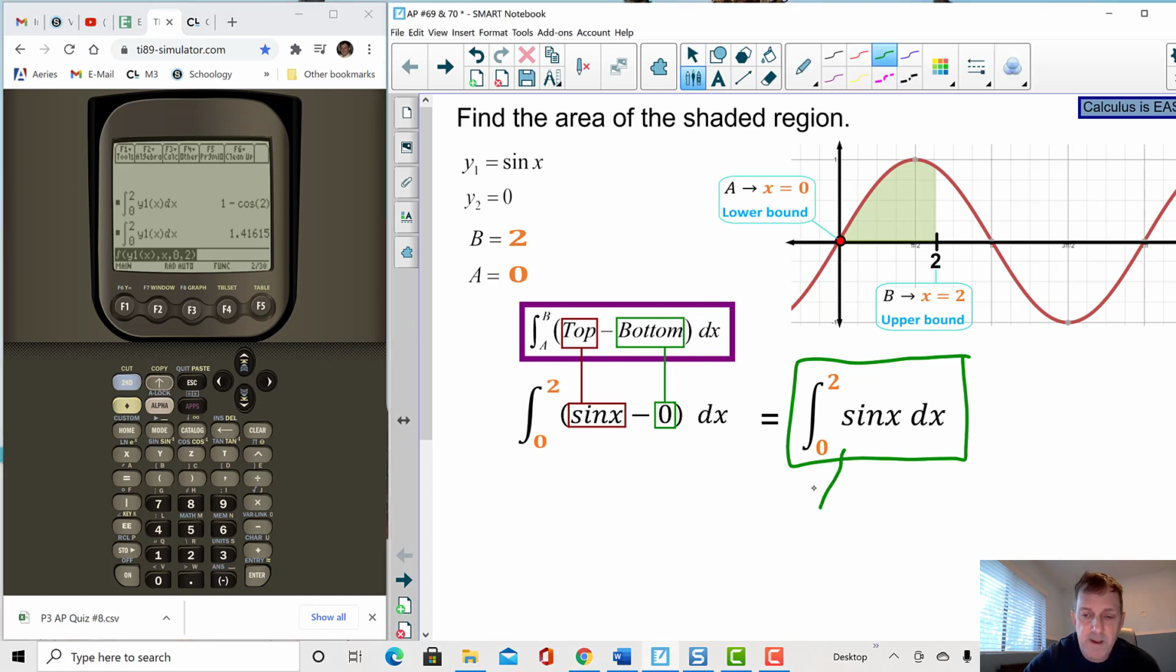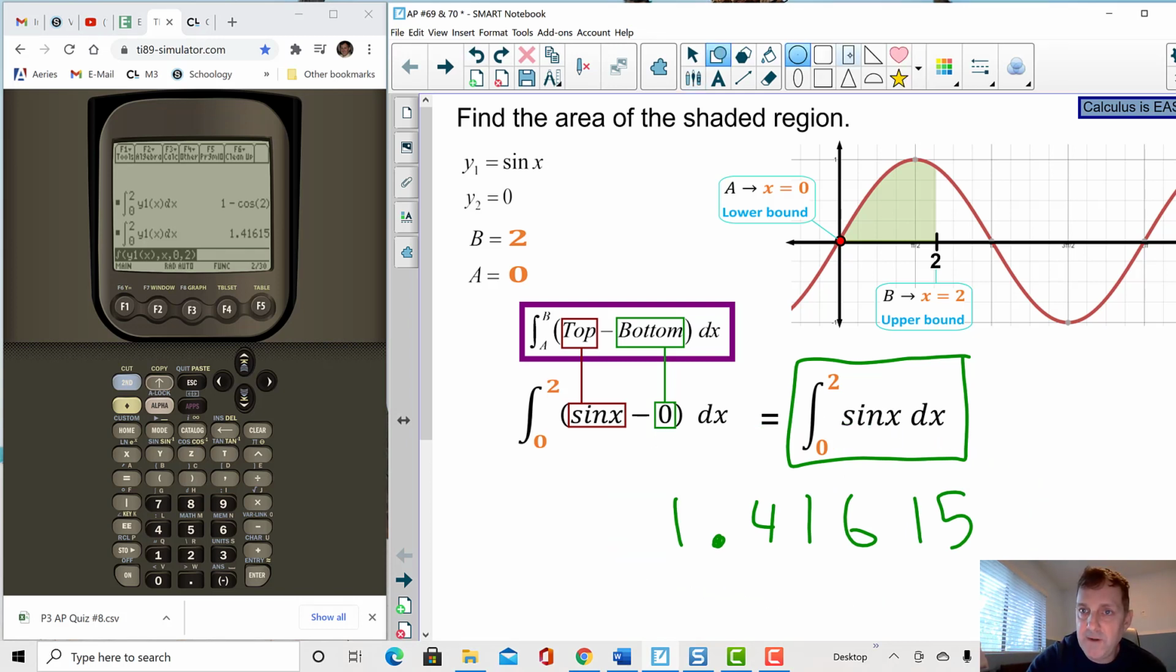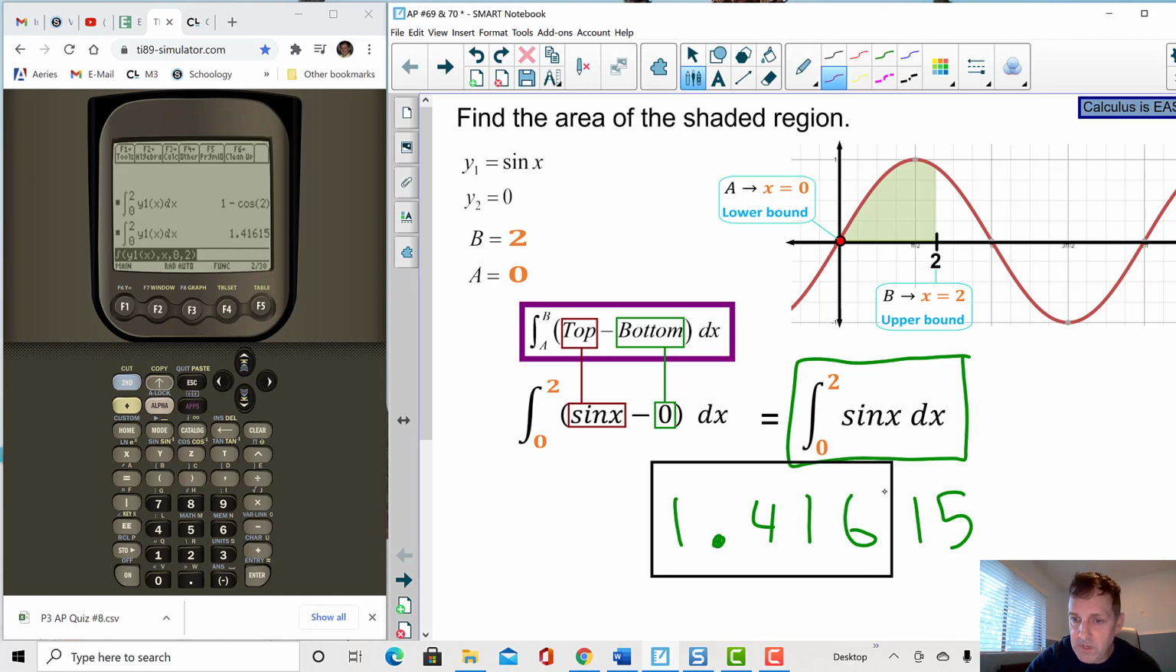Now I'm going to round my final answer. Okay, our integral is equal to this. I'm going to put a box around my final answer. I prefer just to truncate it, so I'm just going to cut it off right there. And I don't even care what that next number is. I don't waste time rounding up or down. I just truncate it. So I'm going to put 1.416 for my final answer. All right, that's it. Let's go take a look at the next example.